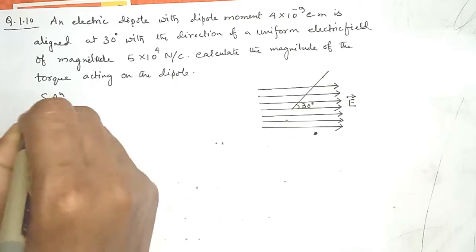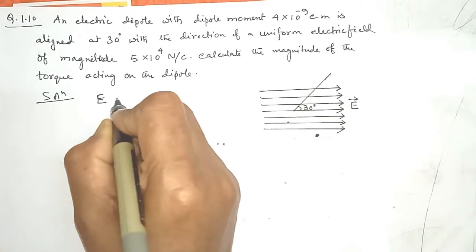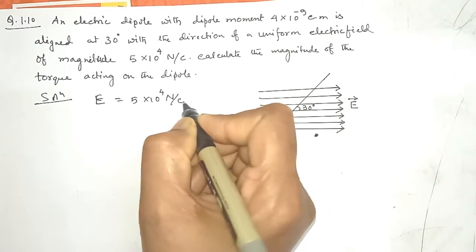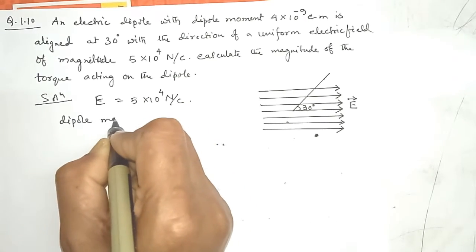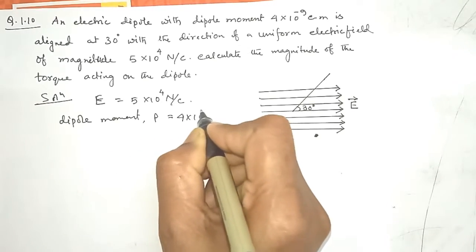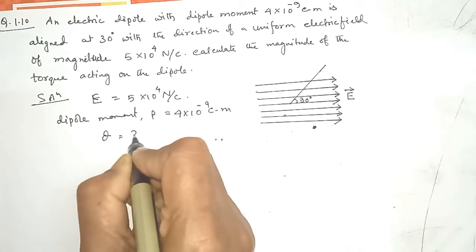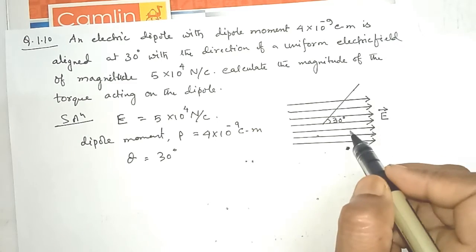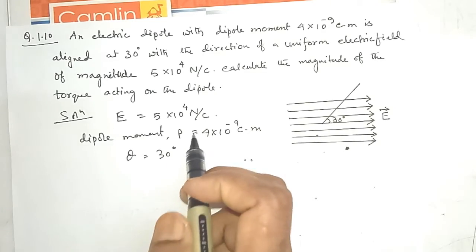So we can write that E equal to 5 into 10 to the power 4 Newton per coulomb, and the dipole moment P equal to 4 into 10 to the power minus 9 coulomb meter, and theta is 30 degree with the direction of the uniform electric field.